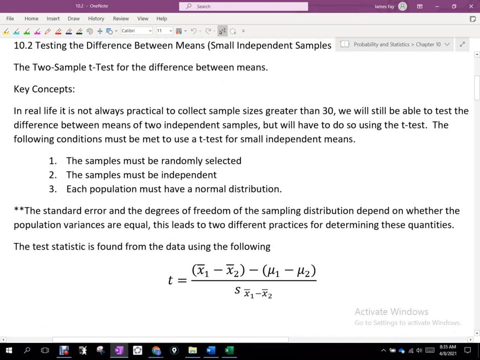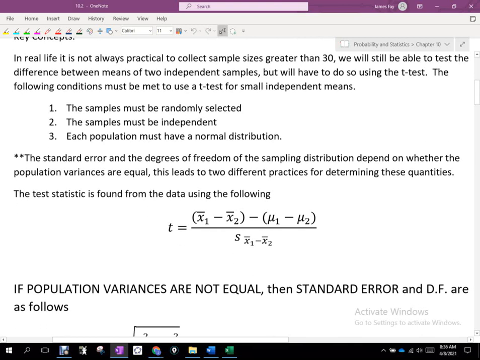In real life, it's not always practical to collect sample sizes greater than 30, but we still want to test the difference between the means of two independent samples. We're going to have to use a t-test to do this. The following conditions must be met for a t-test for small independent means. What we did in the last one was a z-test for large independent means, where the samples were large so we could use the z distribution. Now, because they're small, we use a t distribution.